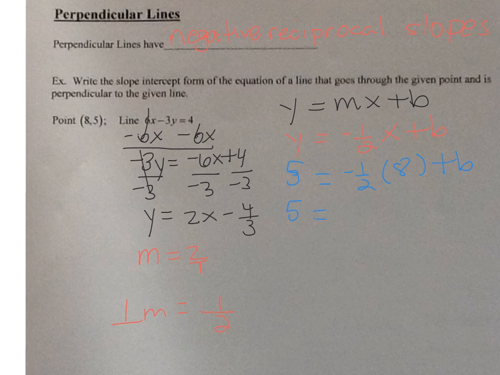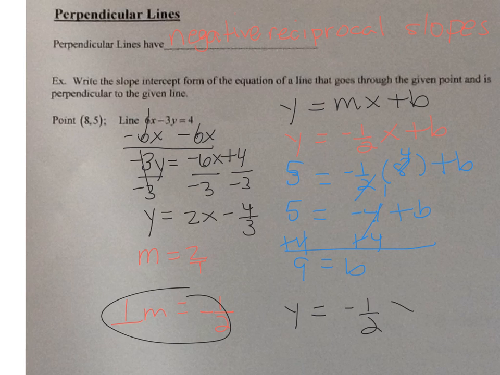So 5 equals negative 1/2 times 8. Well, I can reduce the 2 and the 8 to 1 and 4, so that makes it negative 4 plus b. And then I'm going to add 4. So my b is equal to 9. So my equation now is y equals, remember I want perpendicular, so I have to use that slope, negative 1/2 x plus 9. All right, and that's it.